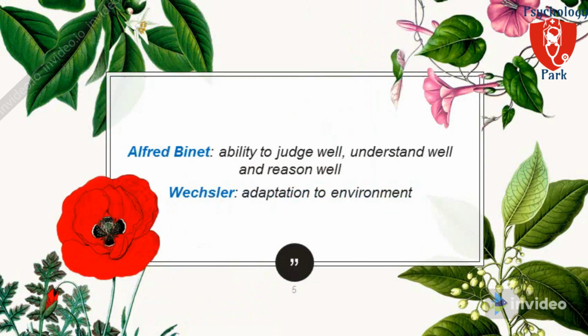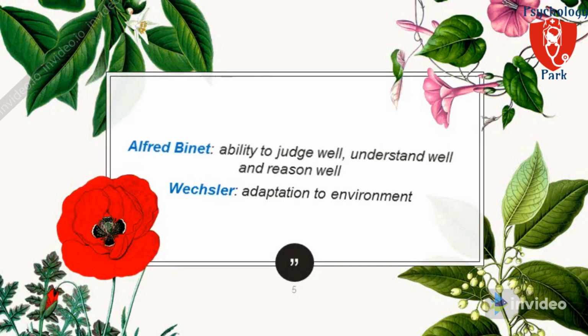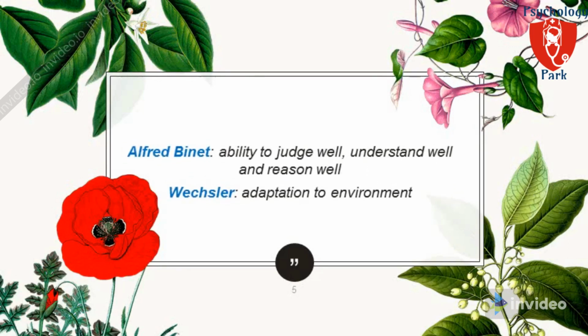Alfred Binet was one of the first psychologists who worked on intelligence. He defined intelligence as the ability to judge well. That is, we have to judge a situation well, understand well, and reason well. Whereas Wechsler, whose intelligence tests are most widely used, understood intelligence in terms of its functionality, that is, its function, such as its value for adaptation to the environment.